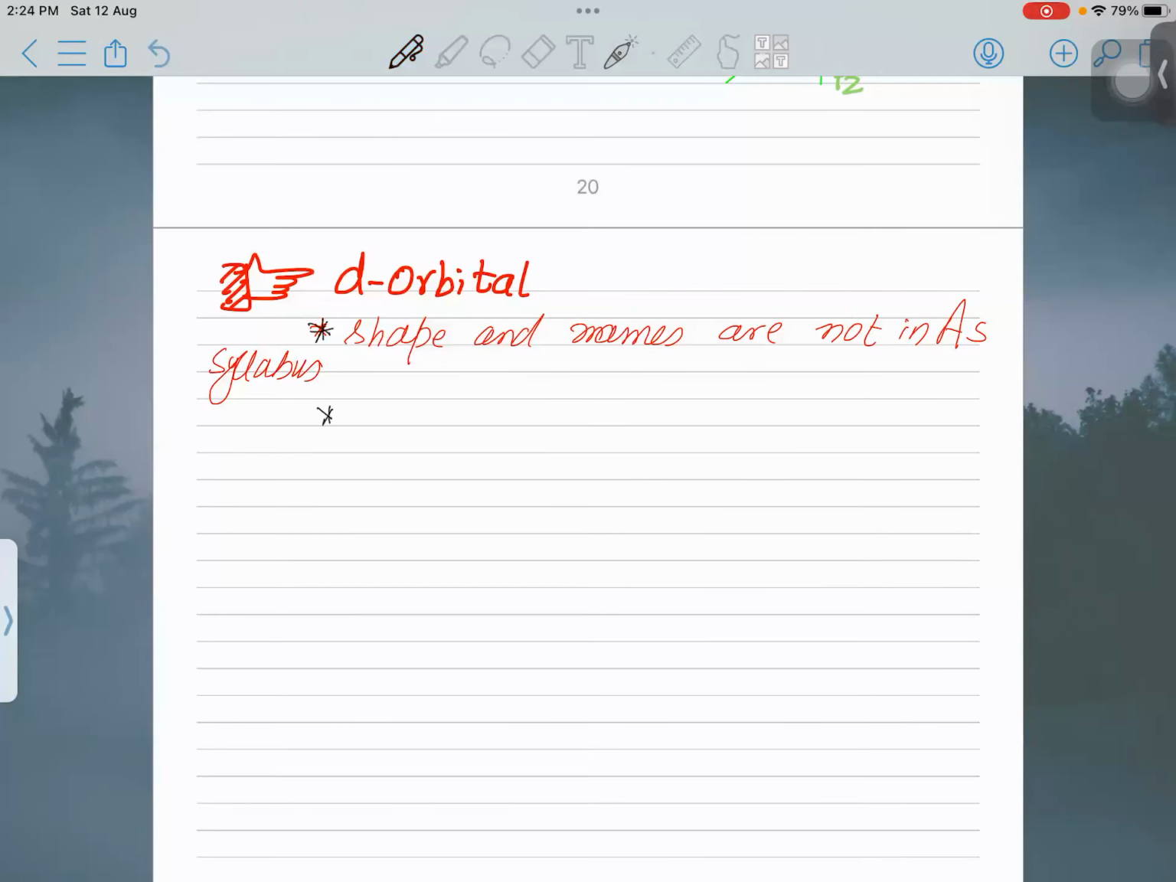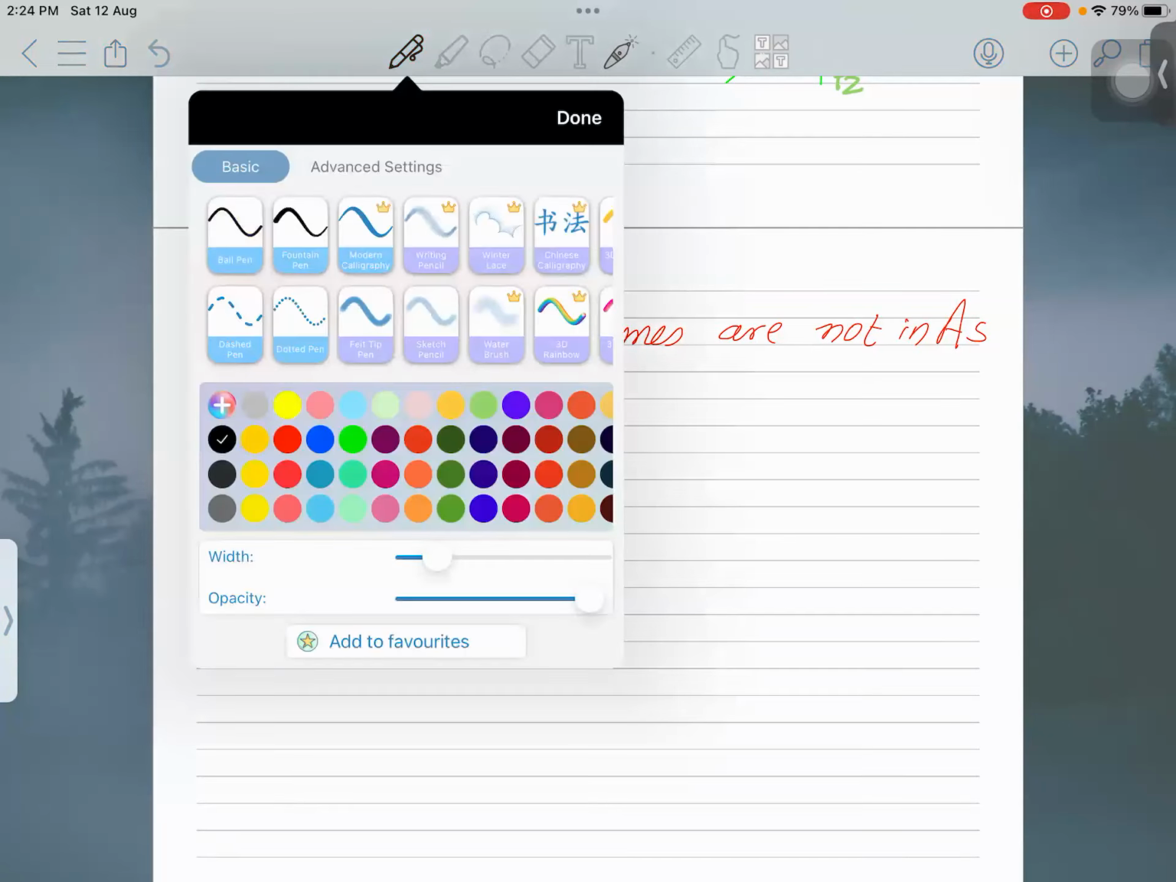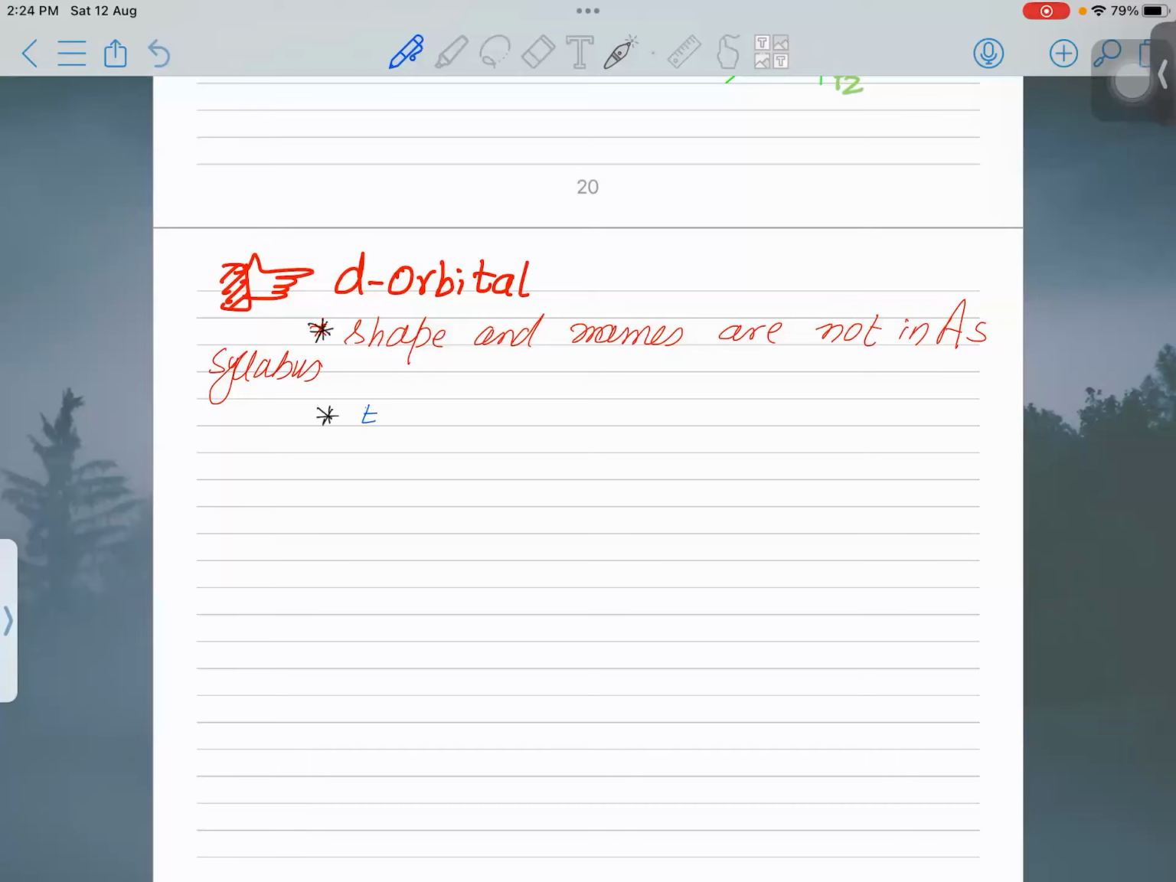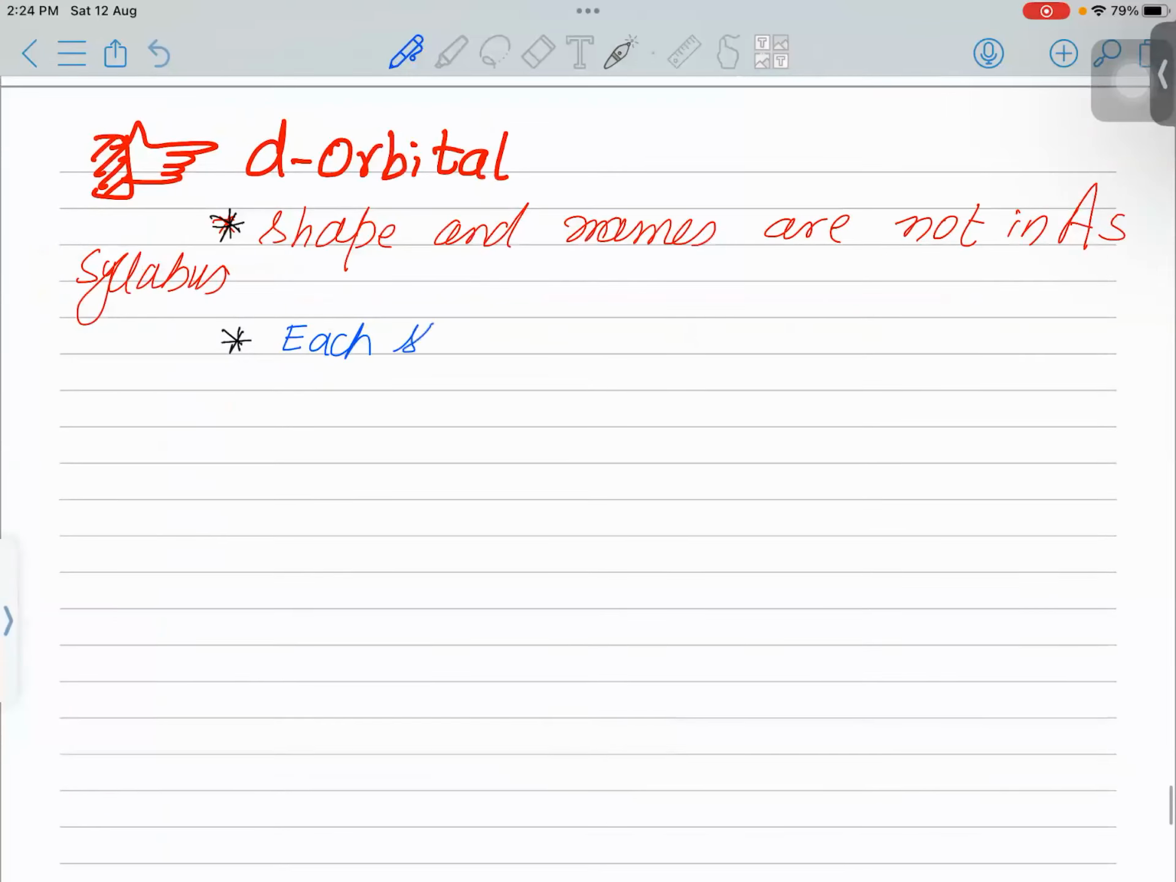Now next, each shell has d orbital except the first and second.